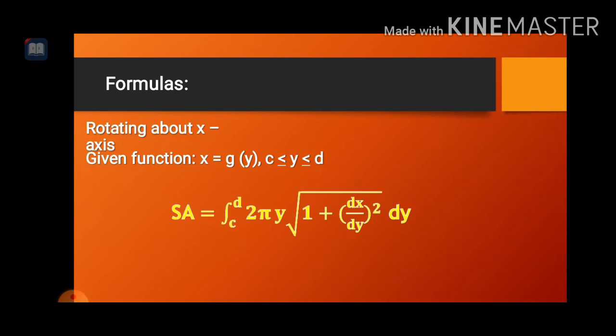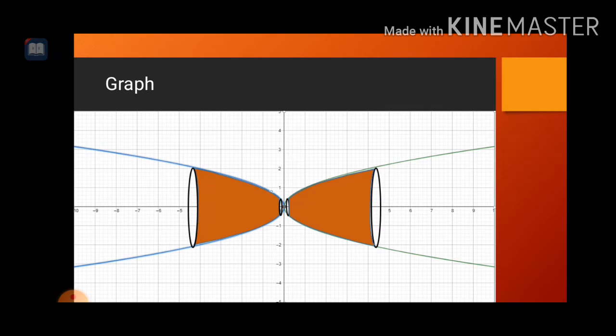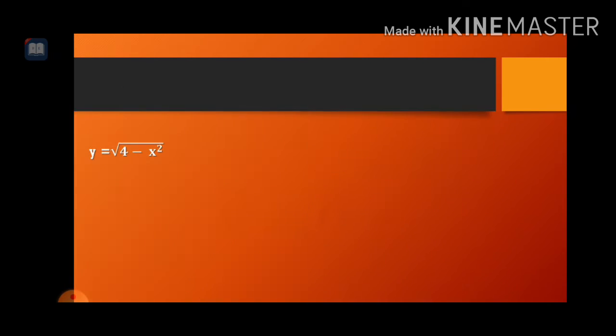So in rotating about the x-axis, given the function x is equal to g(y) from c to d, the surface area is equal to the integral from c to d of 2 pi y times the square root of 1 plus (dx over dy) squared dy. And this is the graph rotating about the x-axis. That is an example of a graph rotating about the x-axis.